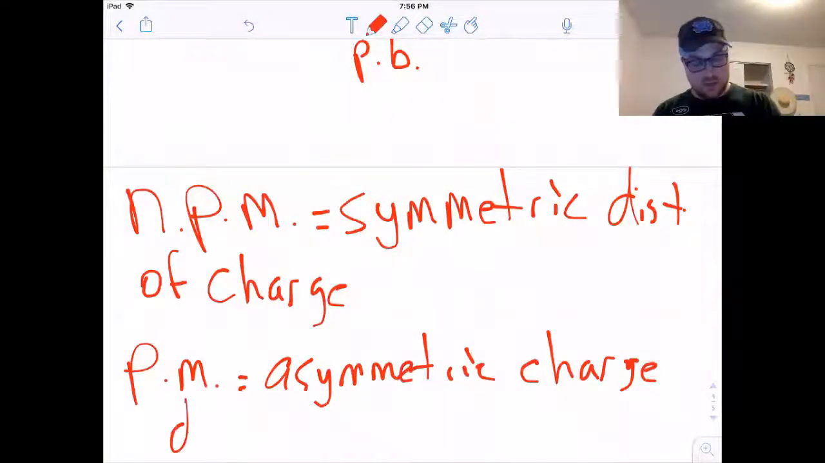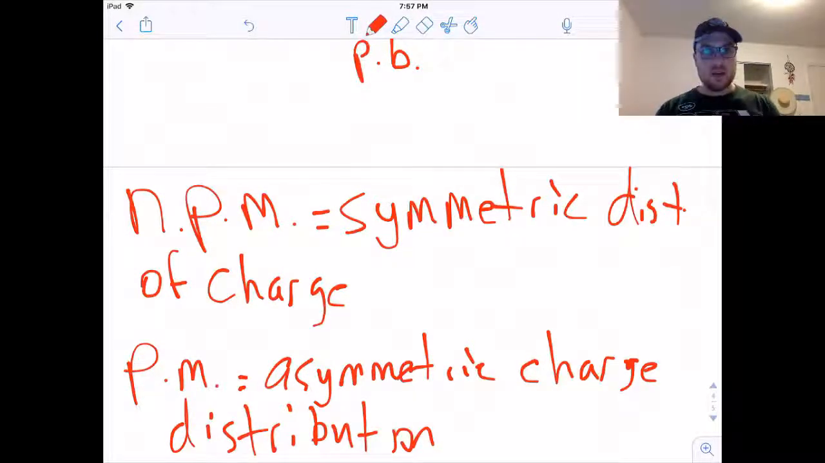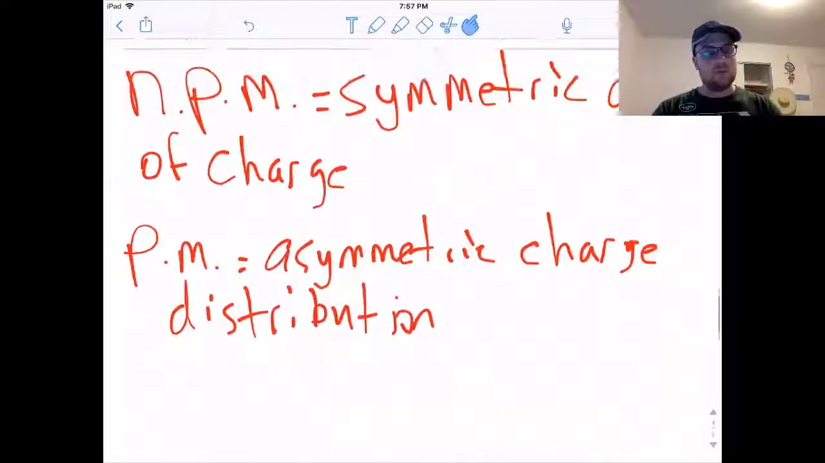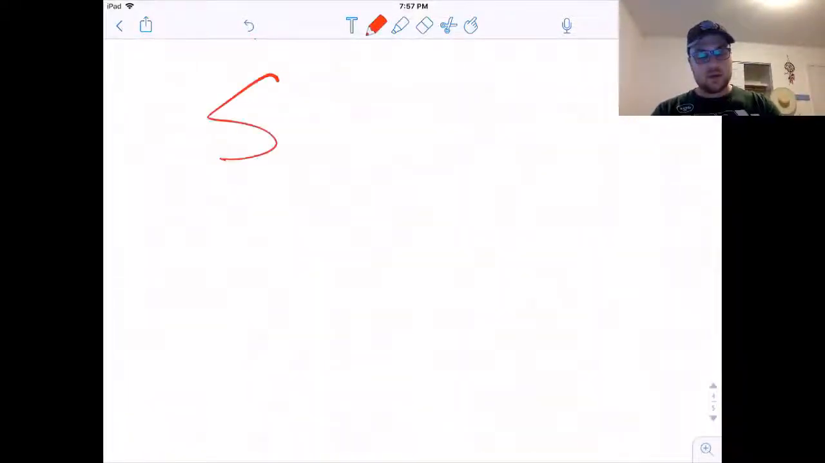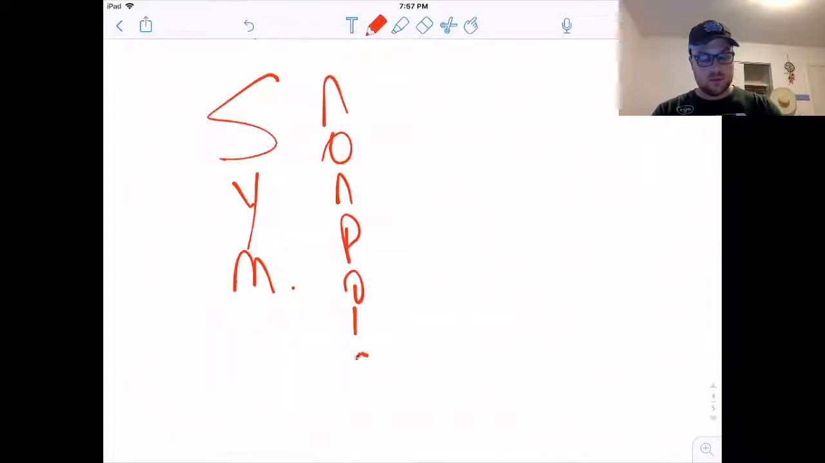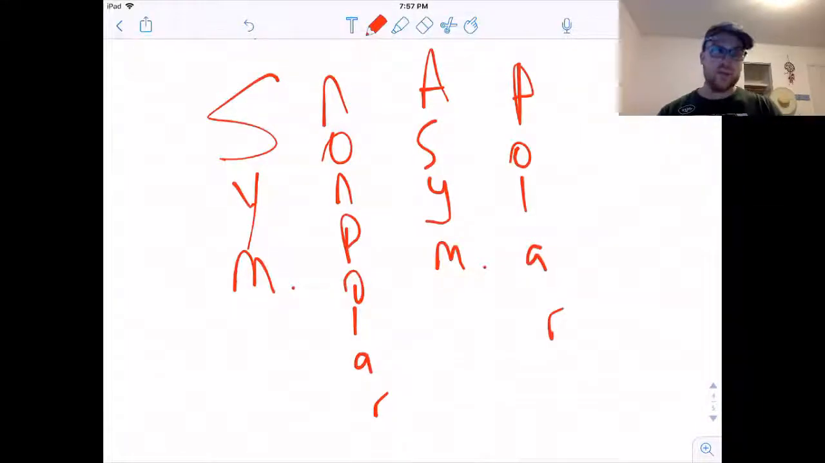So let me give you the little acronym that helps you remember this, and then I'll go over what this means, because right now you're probably like, what does this mean again? The acronym that your teachers might have shared with you is SNAP. Symmetry, nonpolar, asymmetry, polar. So SNAP. If the molecule has symmetry, it's nonpolar. If the molecule is asymmetric, it's polar.